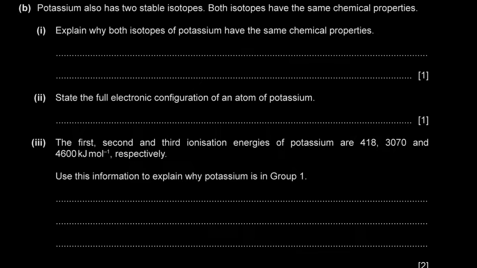Potassium also has two stable isotopes. Both isotopes have the same chemical properties. Explain why both isotopes of potassium have the same chemical properties. The chemical properties are determined by the electronic configuration. Since we have two different isotopes, they have the same number of protons and the same number of electrons, so they have the exact same electronic configuration. The only thing that differs is the number of neutrons. So they have different physical properties, but the same chemical properties because they have the same electron arrangement.